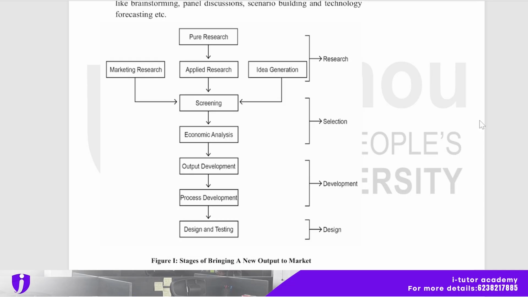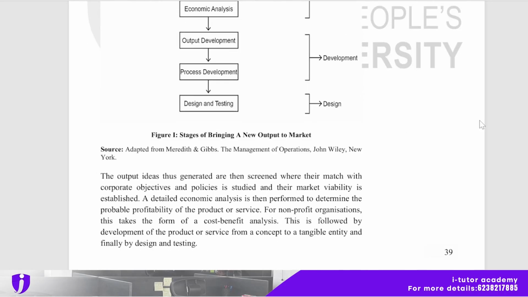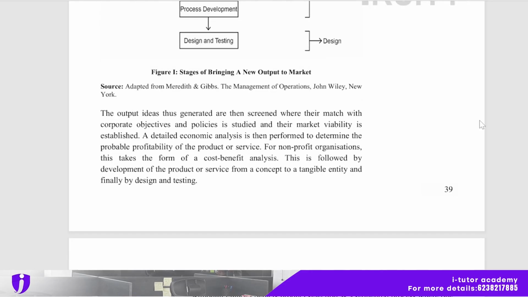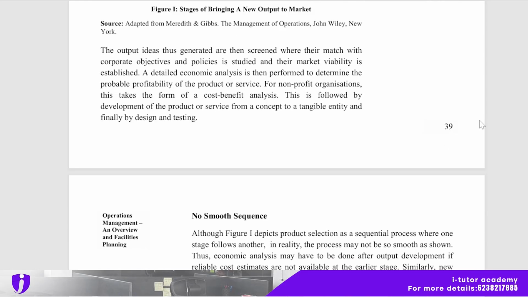So there is pure research, applied research, idea generation, that is about research meaning, screening, economic analysis, there is selection, and next is development. Output development is there, process development is there, design and testing, that is the design stage. The output ideas thus generated are then screened, where their match with the corporate objectives and policies is studied, and their market viability is established.